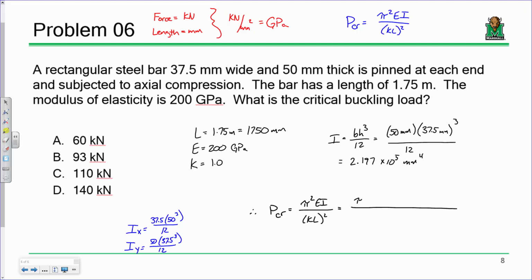And so pi squared, 200, and then 2.197 times 10 to the 5th millimeters to the 4th over 1750 millimeters squared. And when you plug and chug, that'll be something like that.